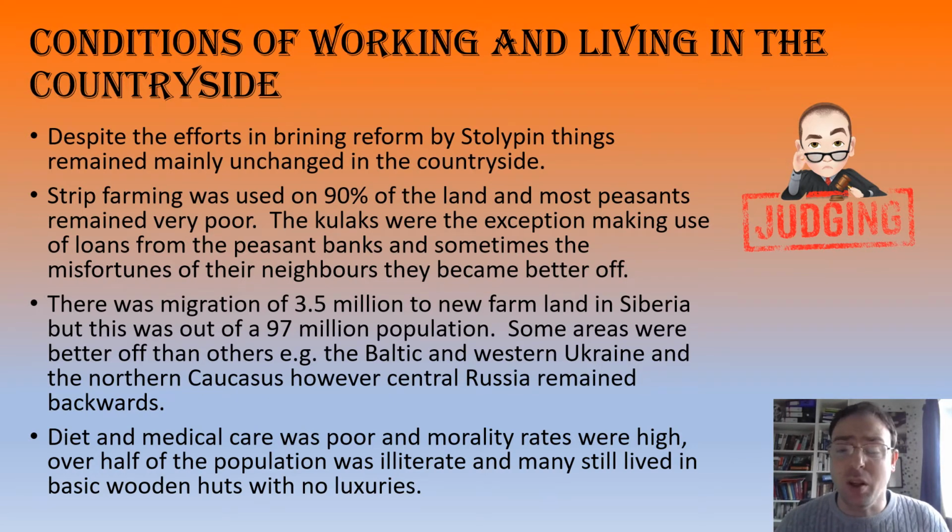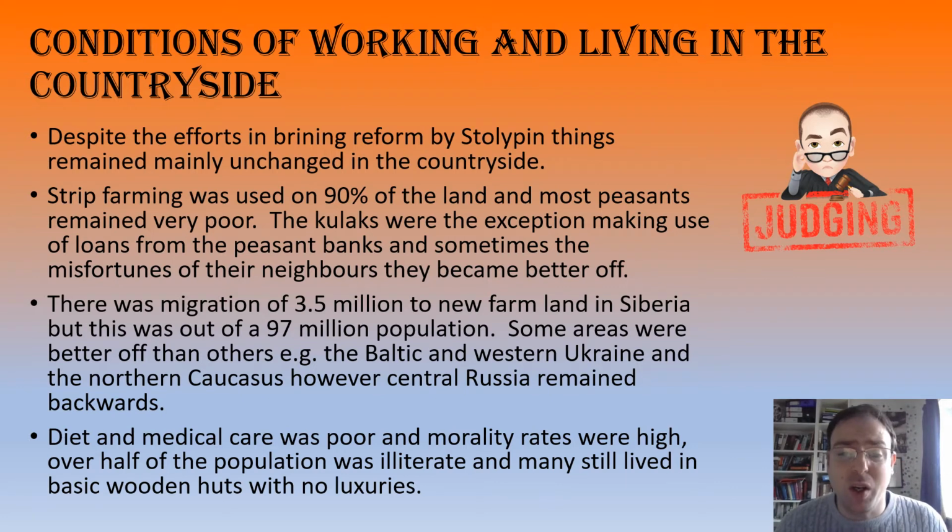The one exception in the countryside where things were improving were this group, the kulaks. They were making use of loans from peasant banks and buying up land. They would then be able to use more modern agricultural techniques. Sometimes they took advantage of the misfortune of some of their neighbours and became better off, and sometimes they ended up employing some of their former neighbours.